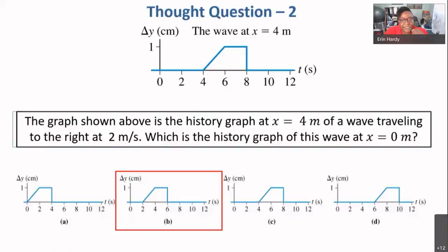Another way to think through this is that whatever happened to x is equal to 4 meters had to have happened to x is equal to 0 meters earlier, because our wave is propagating toward the right, and we're assuming that, like usual, our horizontal axis is going to increase toward the right. So we're looking for earlier times. We would need earlier times to describe what's happening to a section of the string that's further to the left.